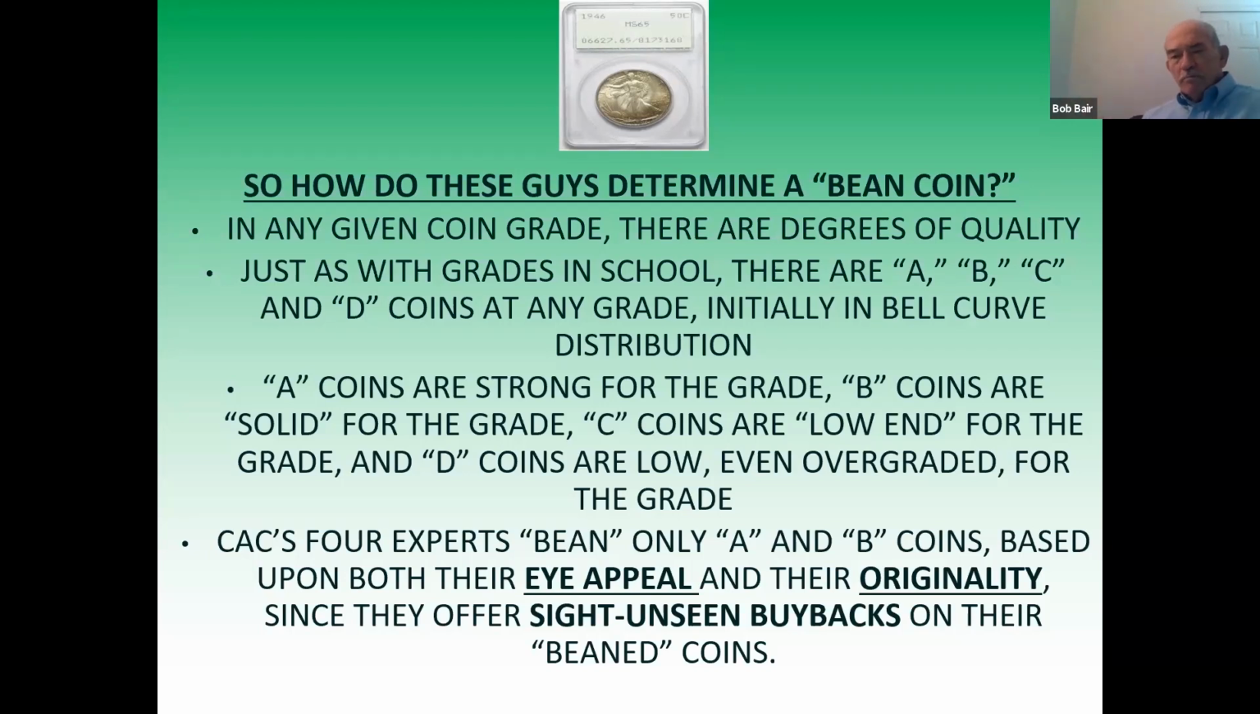And here are the two things. People sometimes ask, how do they do this? Where are they operating from? It's eye appeal and originality. Eye appeal is largely influenced by luster and perhaps toning if a coin is really pretty, and originality. Has the coin been dipped? Has it been, etc.? They want those two things. Why? And there it is in bold type again: sight unseen buybacks on coins that they bean. They're not messing around because they're putting their money where their mouth is.